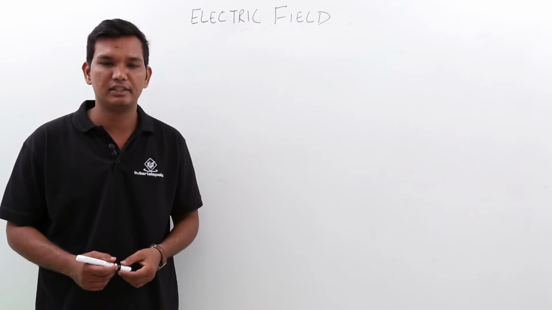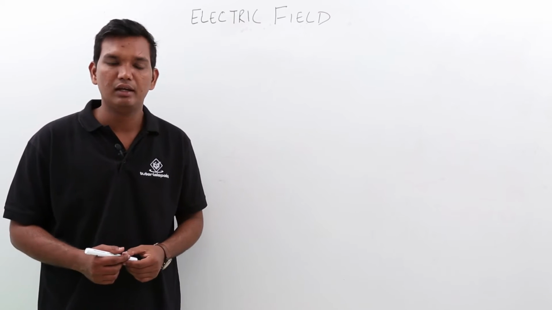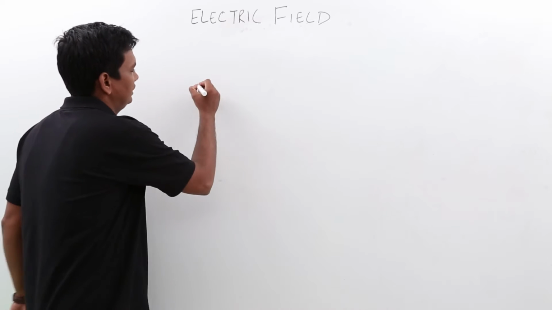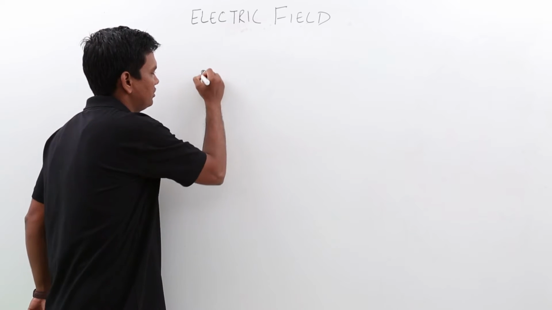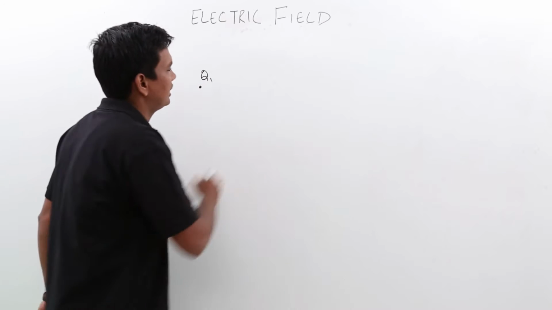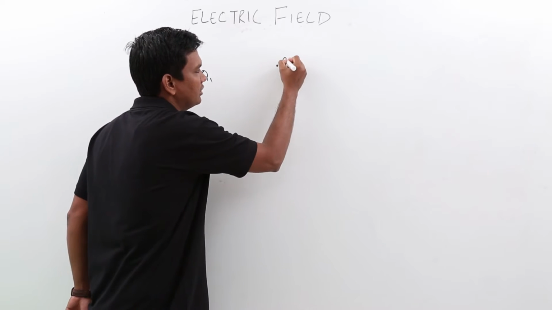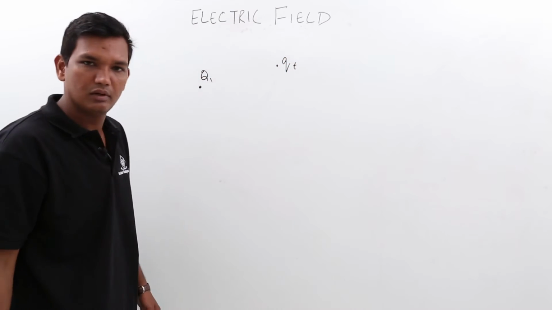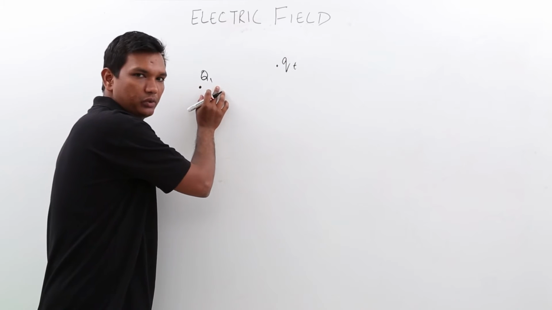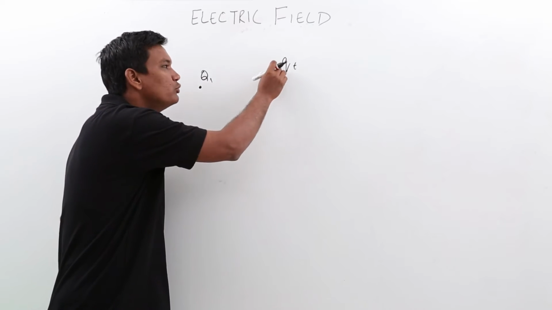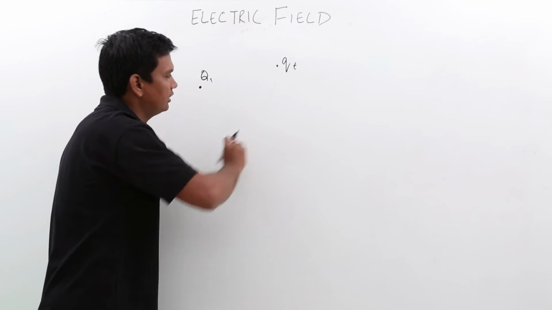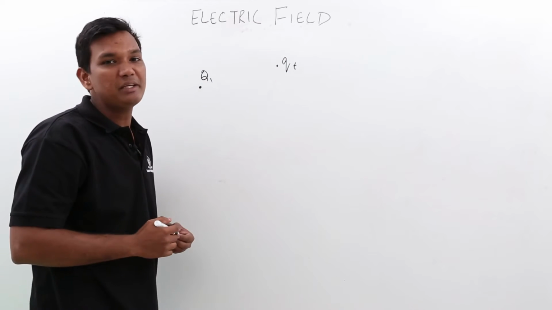In this class, we'll discuss electric field. Let's assume there's a charge Q1, and there's another charge called Qt. If I fix the charge Q1 and start moving the charge Qt around it, we'll experience some force.